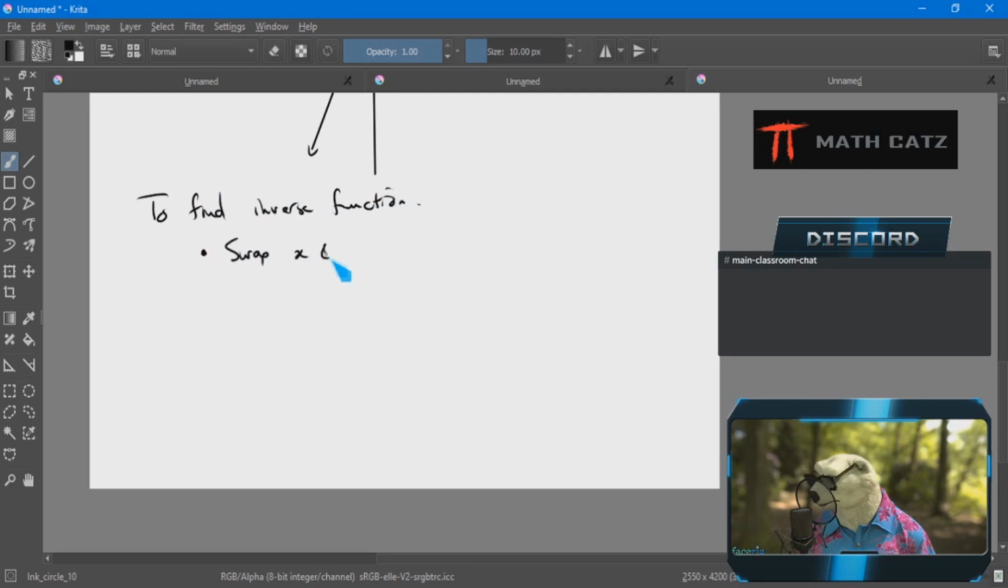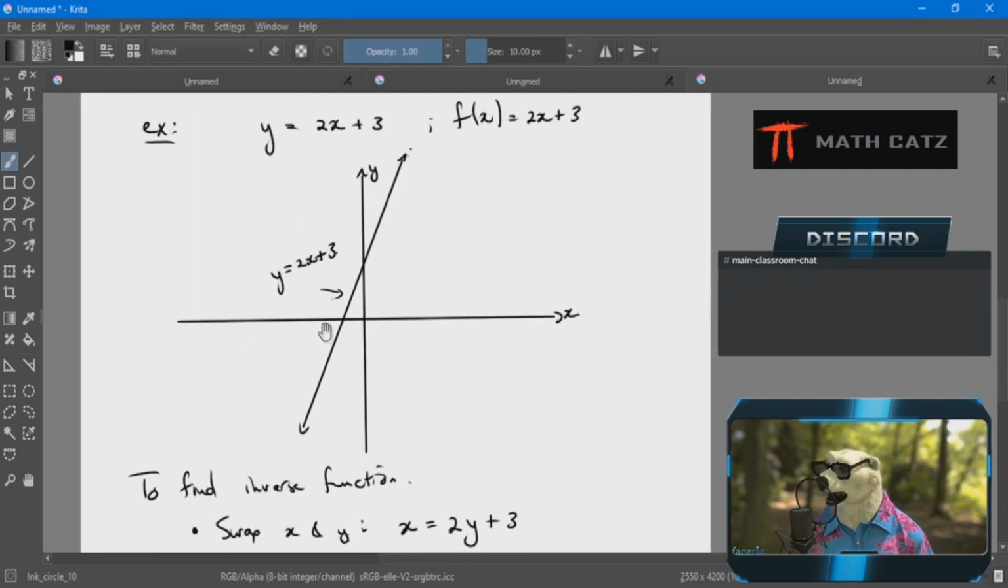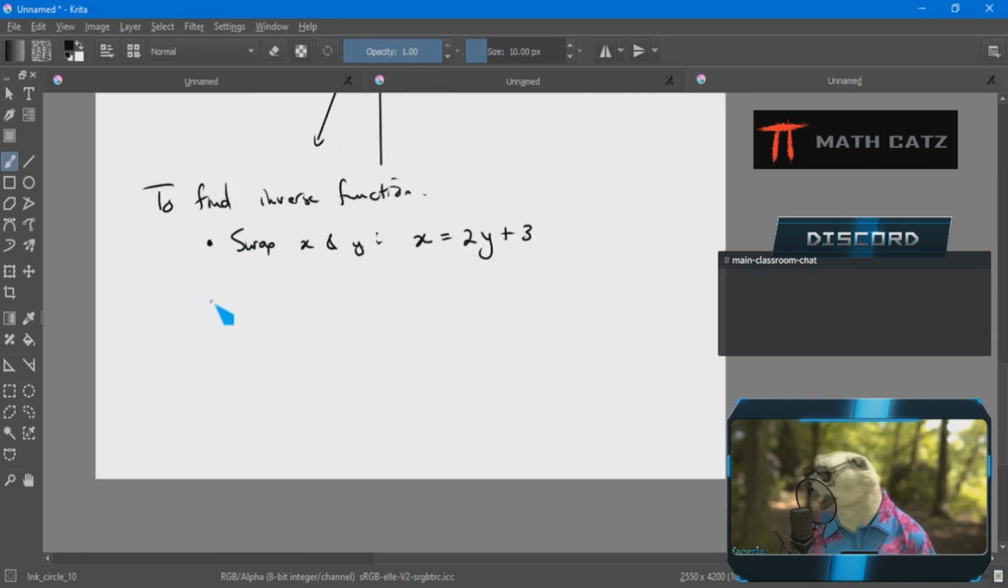Swap x and y. So let's do that. So then we have x equal to 2y plus 3. I just swapped x and y. Y's become x's, x's become y's. All right. And then second step, solve for y. So let's do that. So 2y equals x minus 3. So y equals 1/2 x minus 3 over 2.